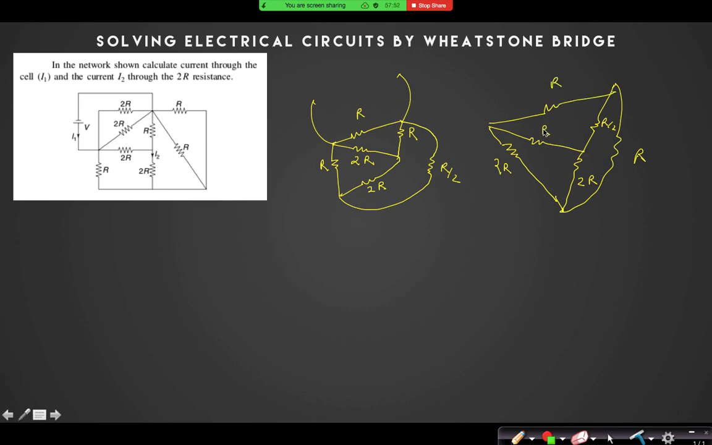Now, can I say it is R by 2 and this is also, the ratio here is R by 2 by R? What is R by 2 by R? That is also half. This ratio is also half. So, I think this will be a Wheatstone bridge. Can you understand this one? How I have redrawn this circuit, can you understand?